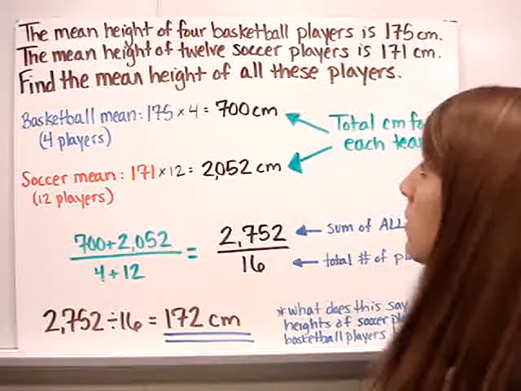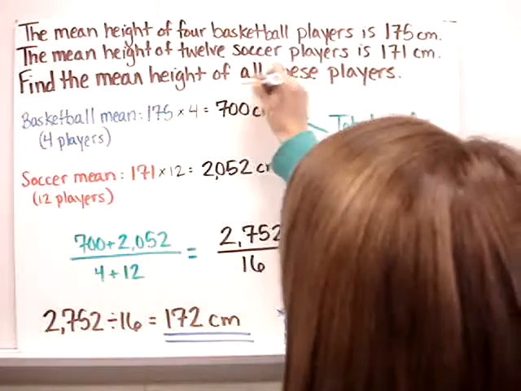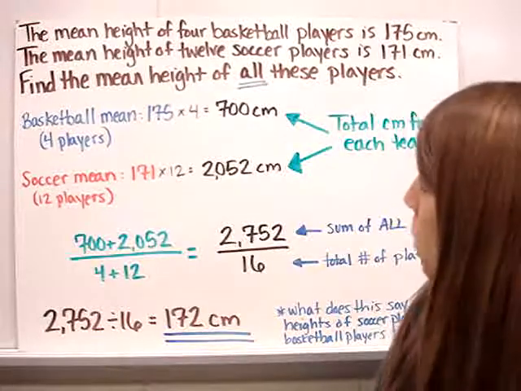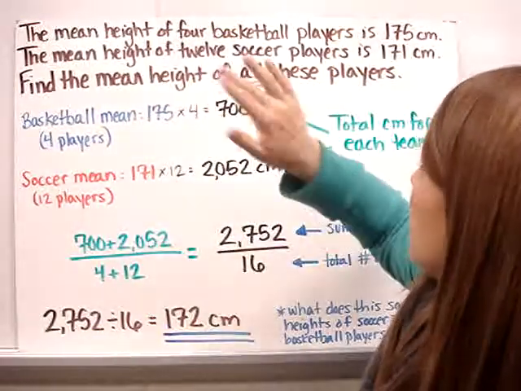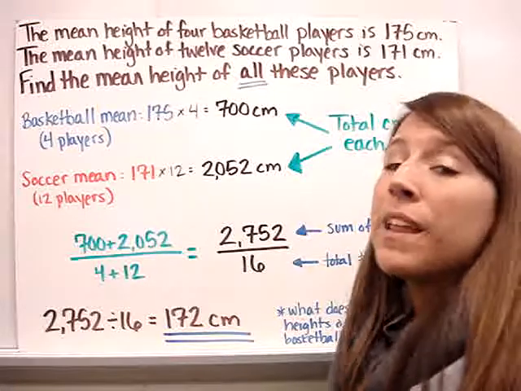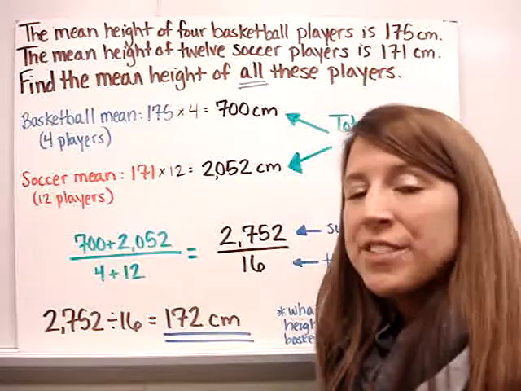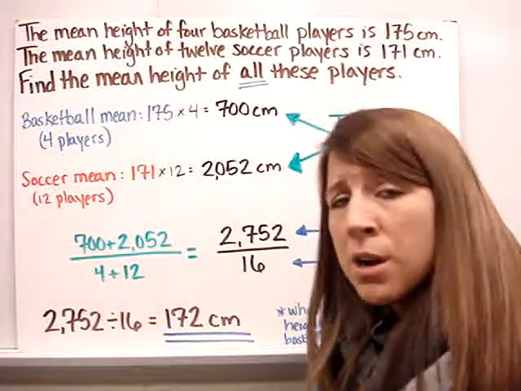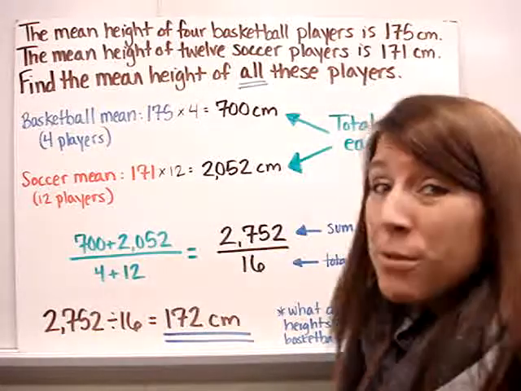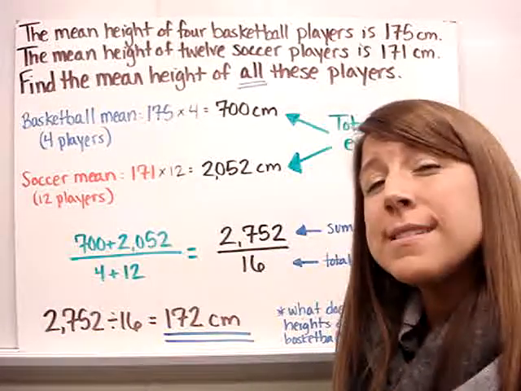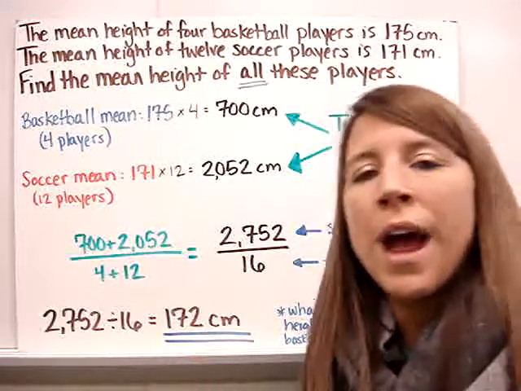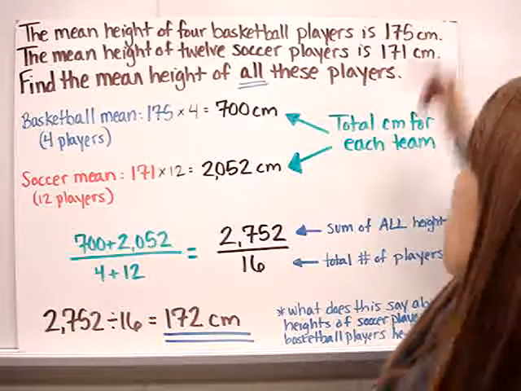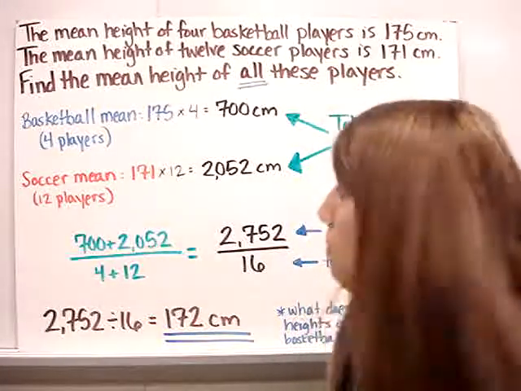First thing to note is if we are finding the mean height of all the players, how many players are there total? Well, there are 4 basketball players and 12 soccer players, so we have 16 players total. If we are finding the mean of 16 players, we're eventually going to be dividing by 16. So we're going to need a large number that is reasonable. And probably when we end up dividing by 16, we're going to want something that's around 170 something. I would be willing to guess it's probably between 171 and 175.